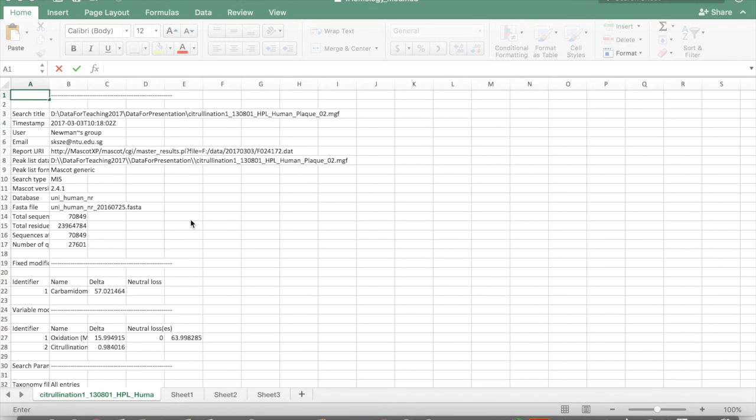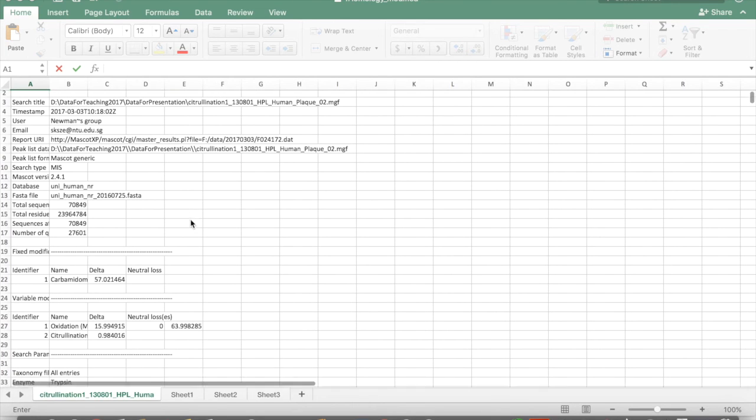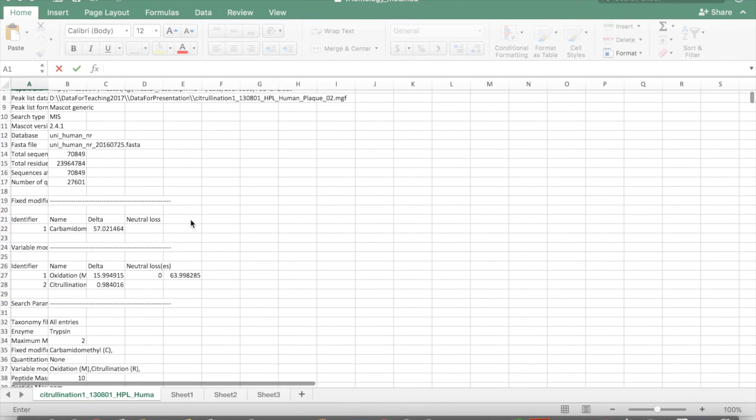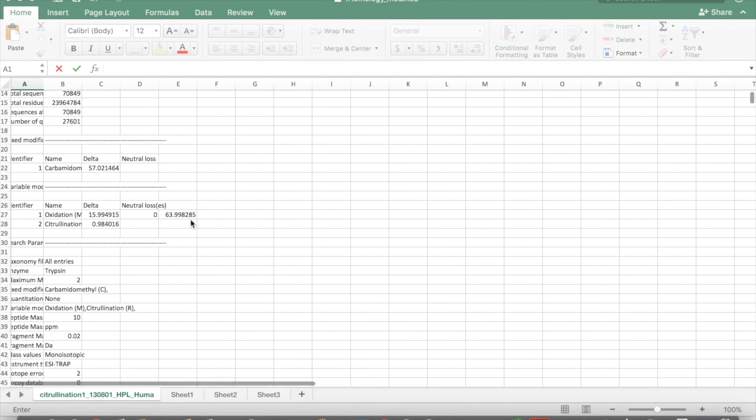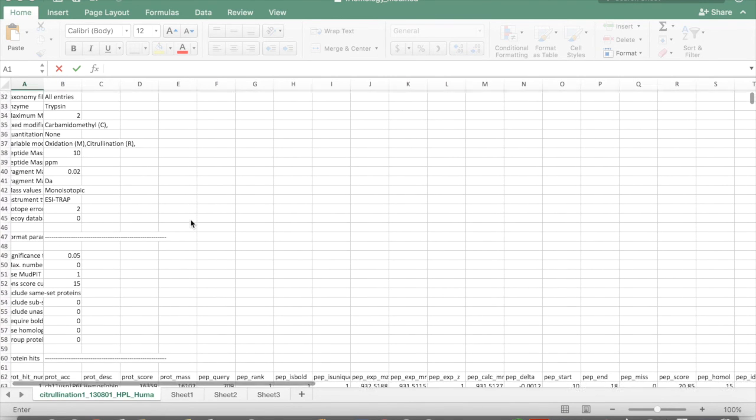We have two files for citrullination analysis. Each one comes from a different human heart plaque sample. We will identify which proteins are citrullinated in the two samples and compare the difference between the two samples. From the generated CSV output file, we see a huge list of sequenced peptides.